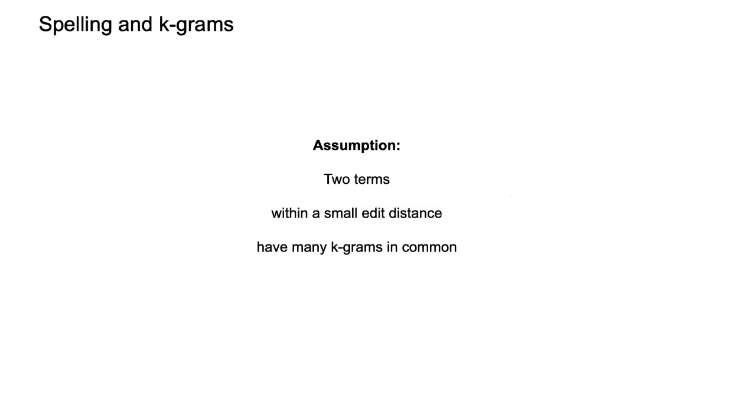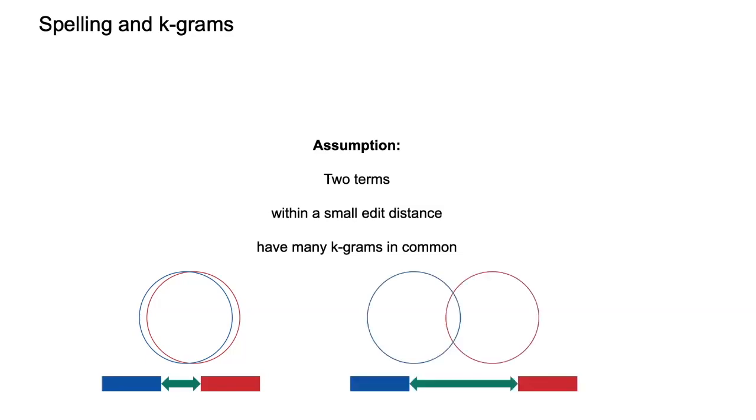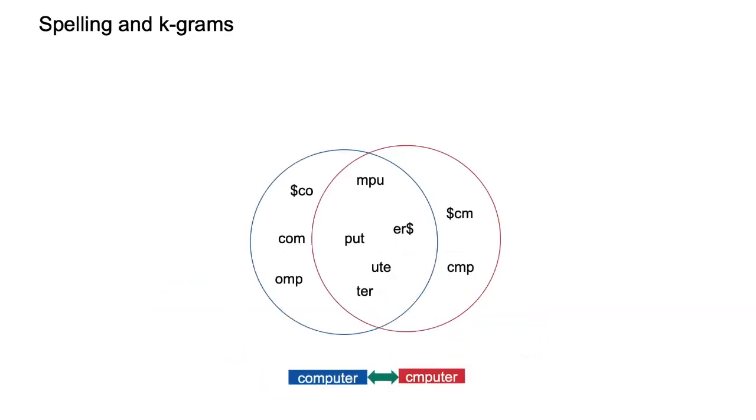The answer is yes, because intuitively, this is an intuition, two terms that are close to each other will have many k-grams in common. Do you agree with this? Computer and computer, they will have many k-grams in common. If you look at the Venn diagram of the k-grams, then they will be like this, and this would be words that are further apart. They will not have a lot of k-grams in common.